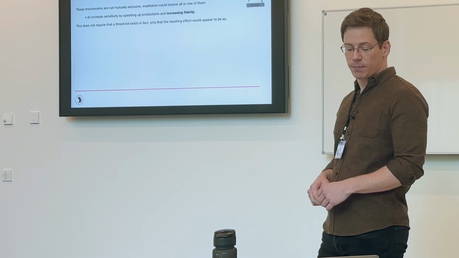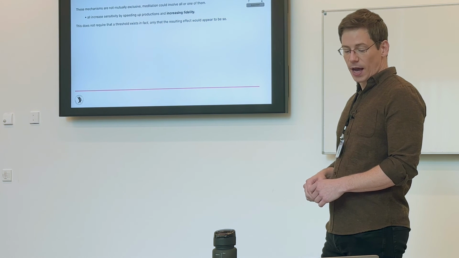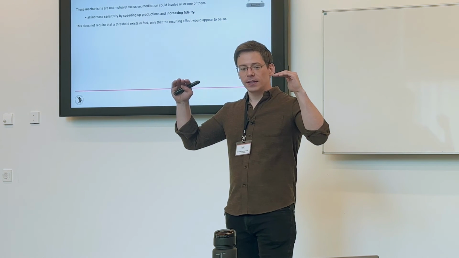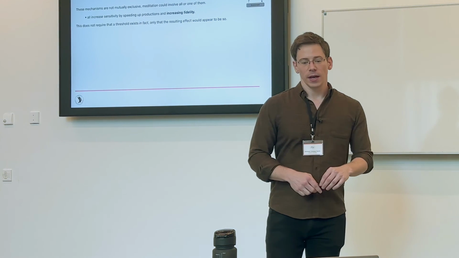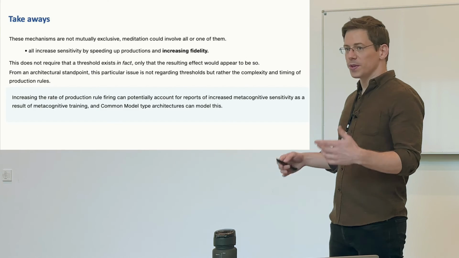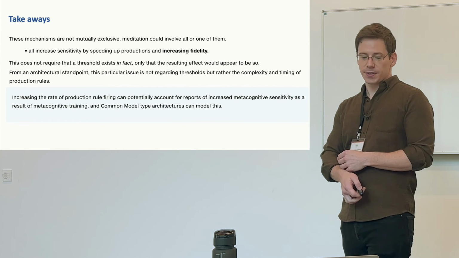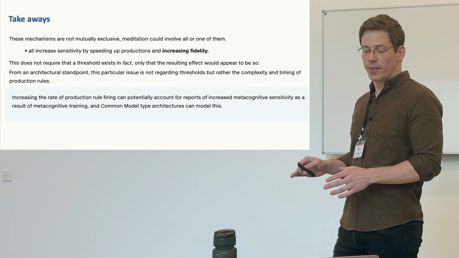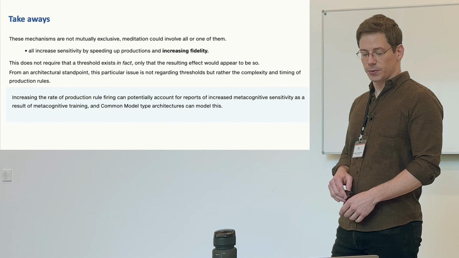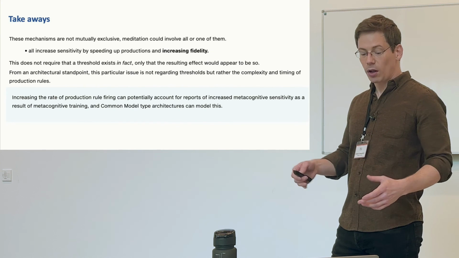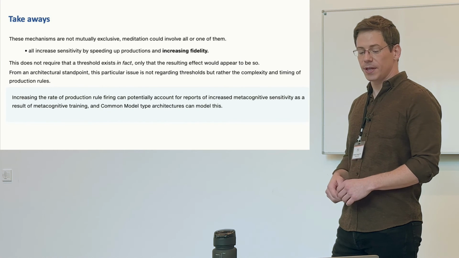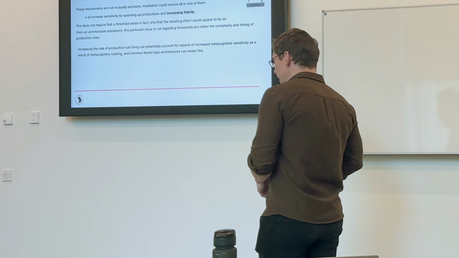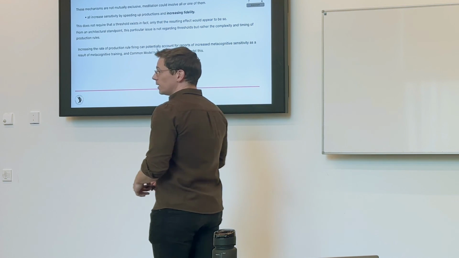They all increase sensitivity by speeding up productions, increasing fidelity. This doesn't really require a threshold, and this is important; it only seems to be that way. The resulting effect appears as though there's a threshold or a sensitivity level that we can increase through faster productions. And so from an architectural standpoint, the particular issue is not regarding thresholds, but rather the complexity and the timing of production rules. Overall, we say that increasing the rate of production firing can potentially account for reports of increased metacognitive sensitivity as a result of metacognitive training, and the CALM-type architecture can model this.